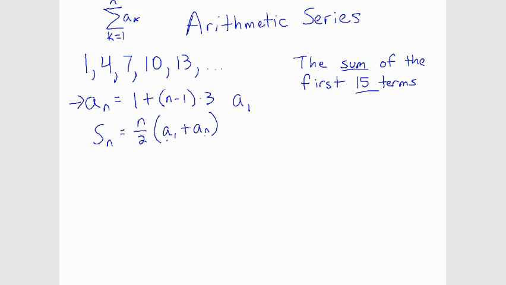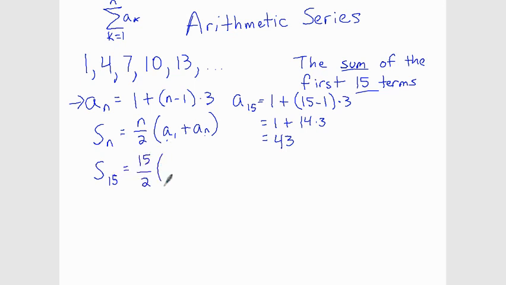So a sub 15 would equal 1 plus 15 minus 1 times 3. And this becomes 1 plus 14 times 3. I know 14 times 3 is 42, so we get 43. So when I'm finding my sum of 15 terms, I'm putting 15 divided by 2. And I know my first term has already been given to me. You might have to figure this out in certain circumstances, but in this case, we've got it, plus 43.